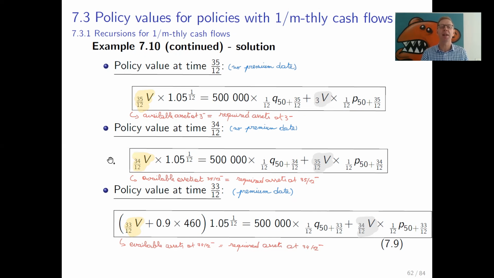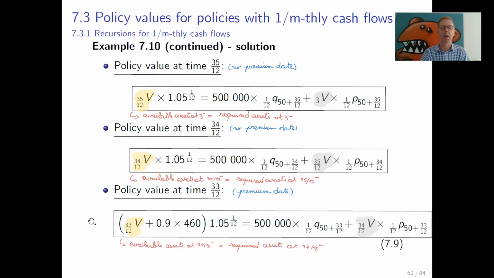This is again calculated in the same way as before. Time 34/12 is also not a premium date, and we have to have the equality between the available assets at time 35/12 minus and the expected required assets at that time. This gives rise to this expression.